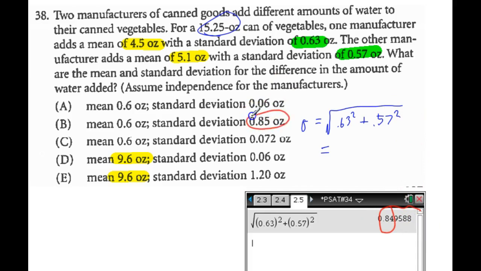You get 0.859, so it's got to be this one, which makes me think maybe I didn't read carefully, but actually we were doing the difference. So the difference between 4.5 and 5.1 is 0.6, so it's going to be one of these, and it's definitely answer choice B, because I know I got the standard deviation right, because I did my little method there for adding standard deviations.